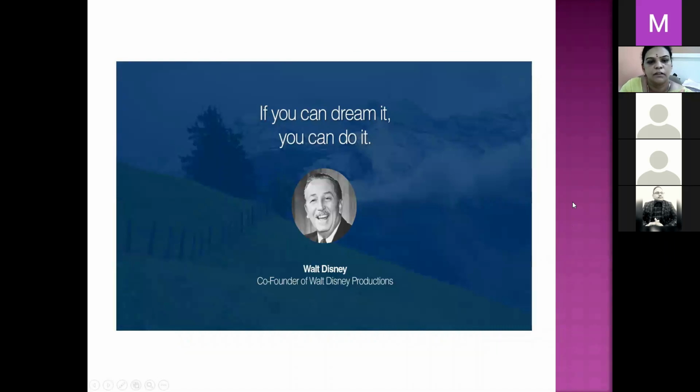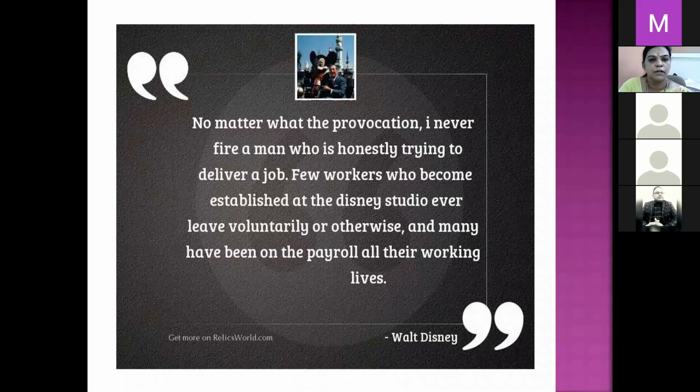Here is Walt Disney, the man, because of the vacation. And people retired from his company. I mean to say, throughout their life they were working, and they retired from this company.